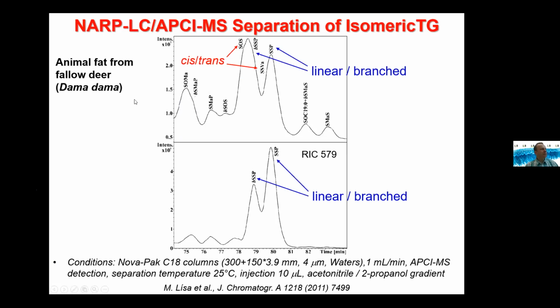Another situation that can be resolved by reverse phase chromatography is again cis-trans differentiation, but also the resolution of linear and branched fatty acyl chains. This was also confirmed by available standards, and this was for animal fat from fallow deer. So this is the possibility to separate even such isomerism, but the separation is pretty long, and you see that we have the coupling of columns in the total length of 45 centimeters, which is really a very long separation.